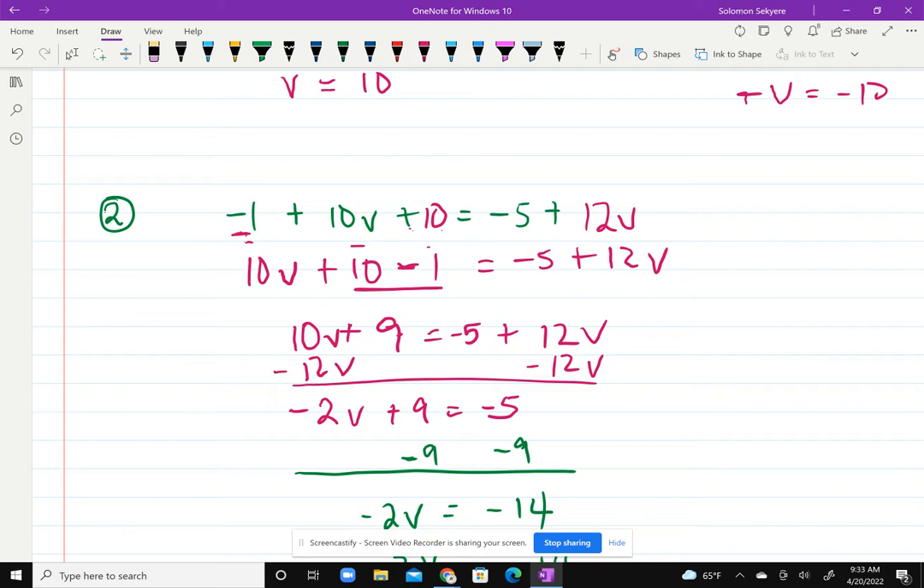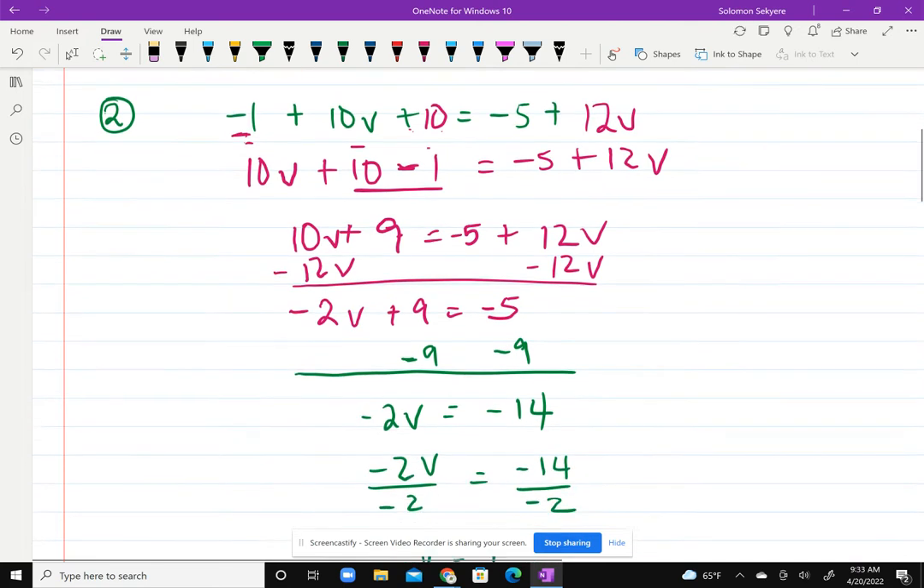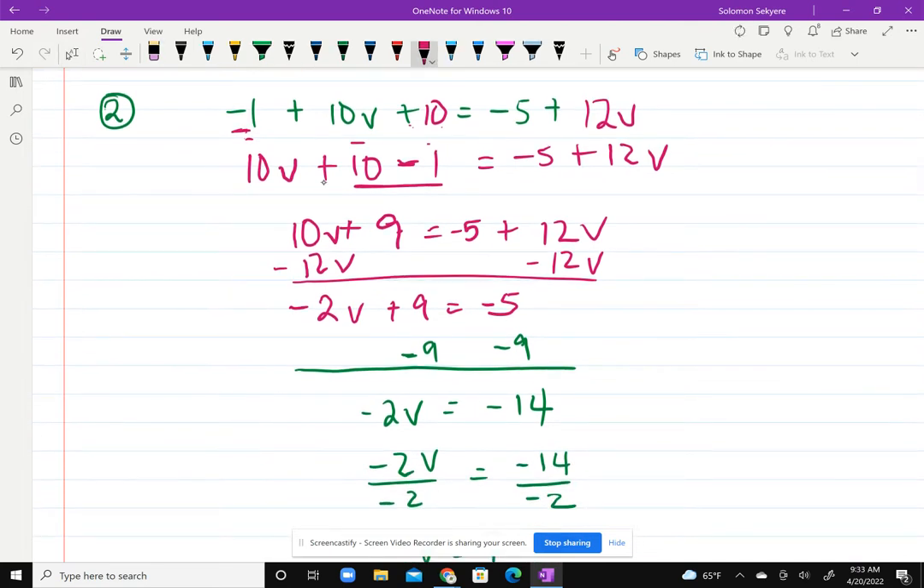So now what do you have? You have two terms on the left, two terms on the right. You want to get to where you have only one term on the left and one term on the right. I move my v's to the left by subtracting 12v. So 10v minus 12v becomes negative 2v plus 9. That goes away. What's left on the right side is this negative 5. So be careful, negative 5 left.